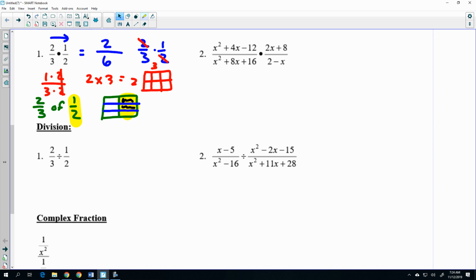Now let's use it. What are you going to do in number 2? Let's think about how we canceled the 2's on this. What could we do with number 2? It's not going to be a lot of fun, but it's going to be needed. Can I cancel the x squareds? That's a good question. Can I cancel the x squareds?